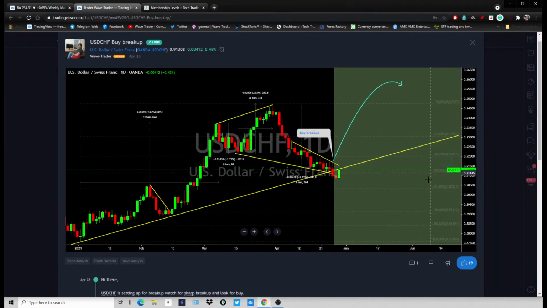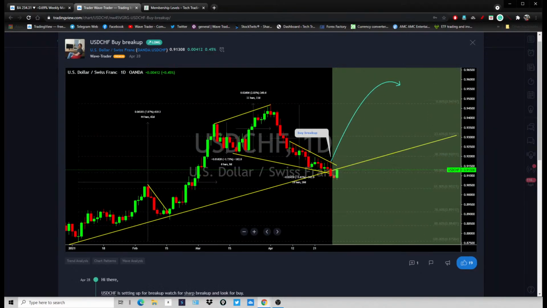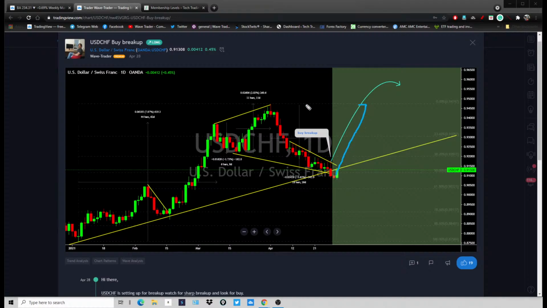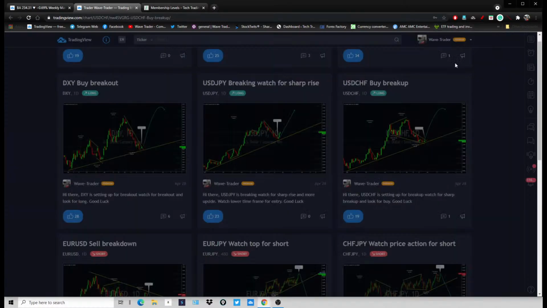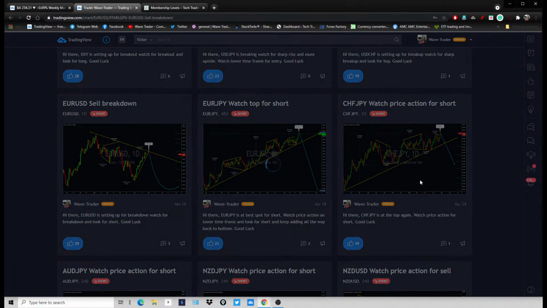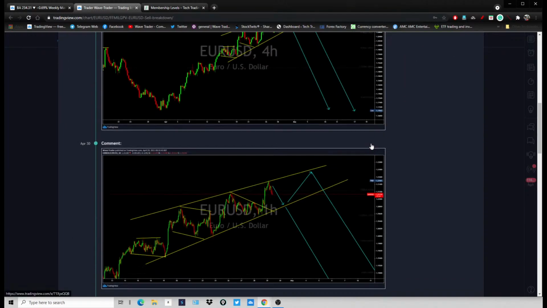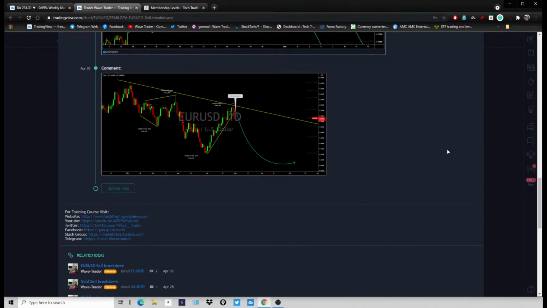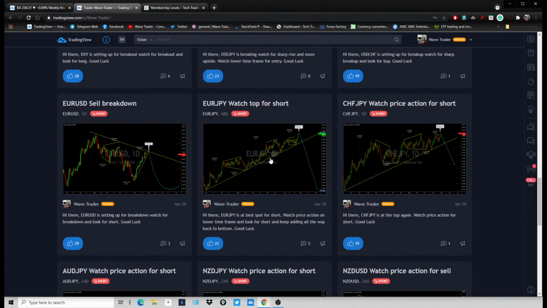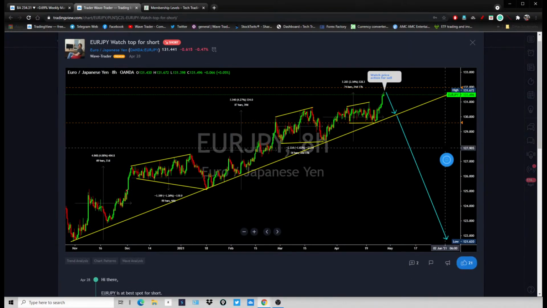Dollar chief is also trying to break out, so that's still to catch. That's going to be the trade back to that top or next wave. Dollar chief is just trying to break, like on euro dollar, which we have just seen. It's breaking. These are the updates we have just seen. And euro yen, we have seen the updated chart too.